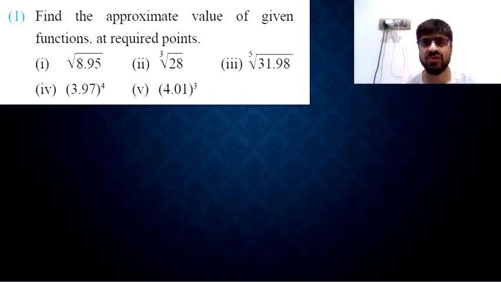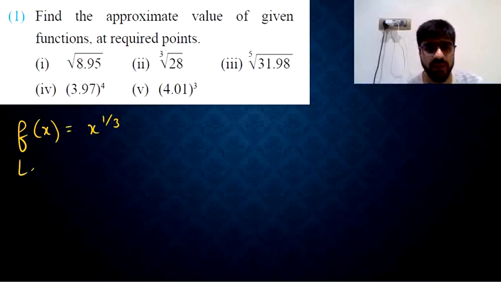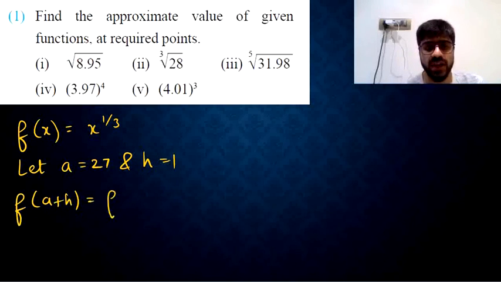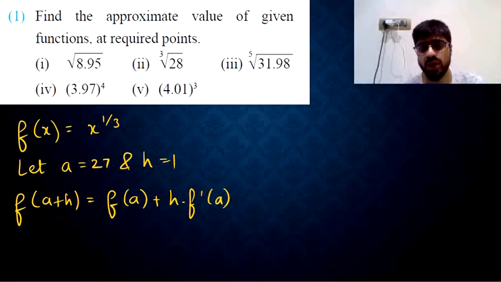We need the cube root of 28, and which is why we will take f of x as cube root of x. We can write that as x power 1 by 3. So we will take a as 27 because the cube root of 27 is precisely known to us, and h in that case will be equal to 1. So f of a plus h, that should be f of a plus h into f dash a. Let's put in all our numbers. A plus h, that will be 27 plus 1, which is 28.